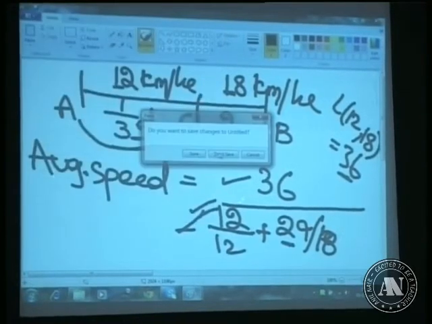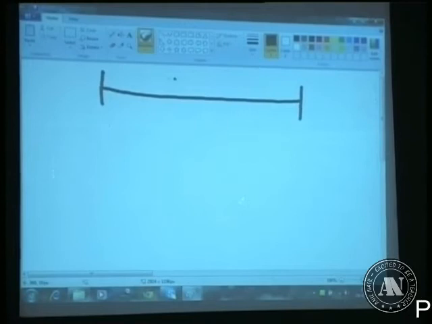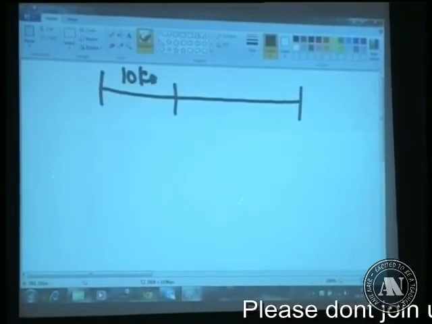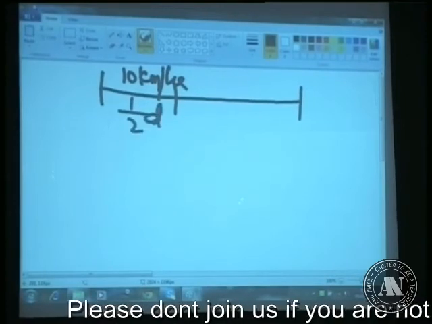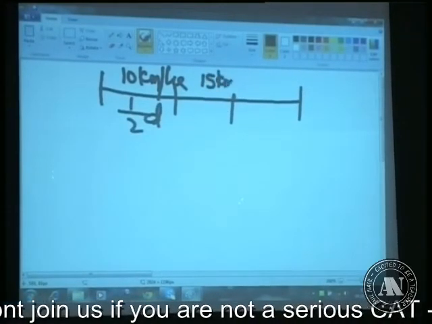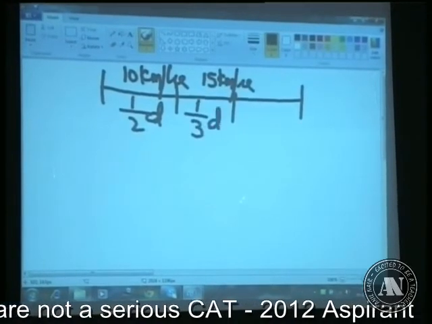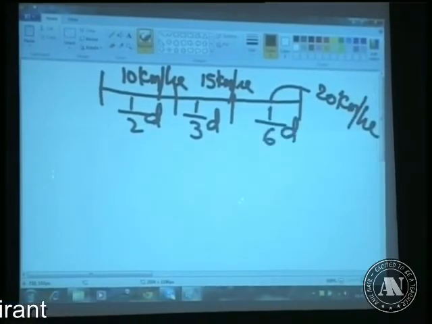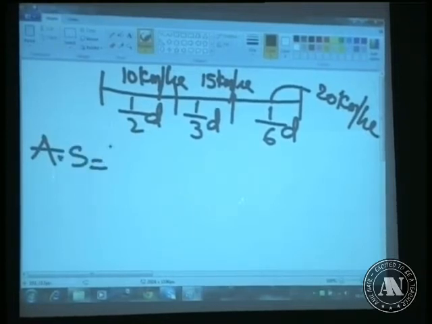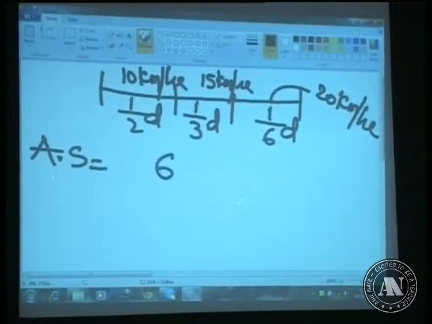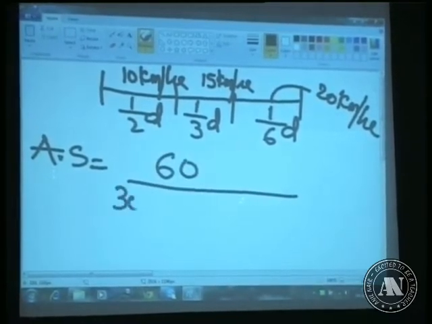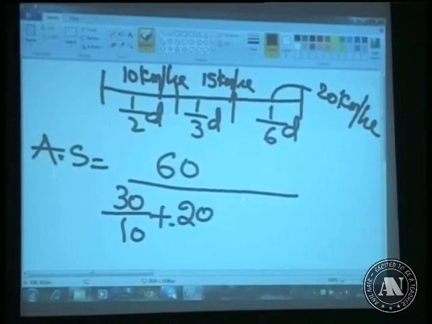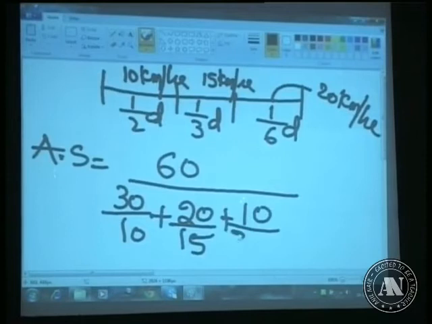Next, one more. Another variation. 10 kilometers per hour, half D. 15 kilometers per hour, 1/3 D. 20 kilometers per hour, it's 1/6 D. Average speed. If you want to eliminate the denominator fractions, what is LCM of 10, 15, 20? 60. So total is 60. Half of D, 30 divided by 10. 1/3, 60, 20 divided by 15. Remaining is 10 divided by 20.